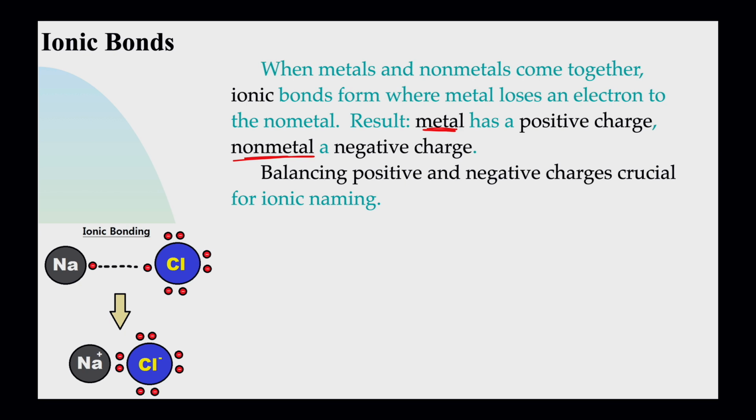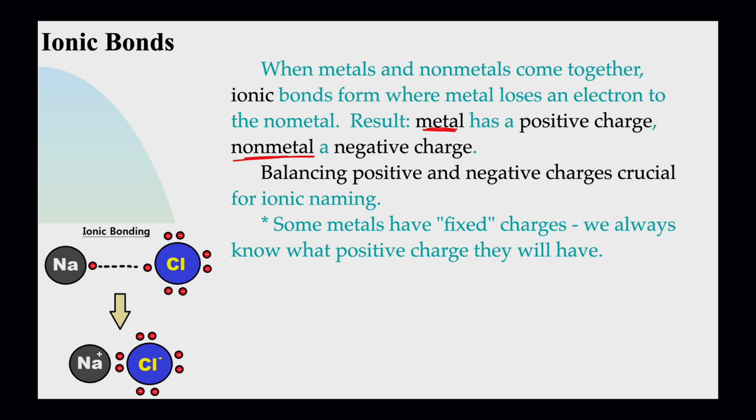If you had a positive 2, you could have 2 negative 1 charges, or you could have 1 negative 2, but you want to make sure all the charges go to 0 at the end. So balancing the positive and negative charges is really important in this section.